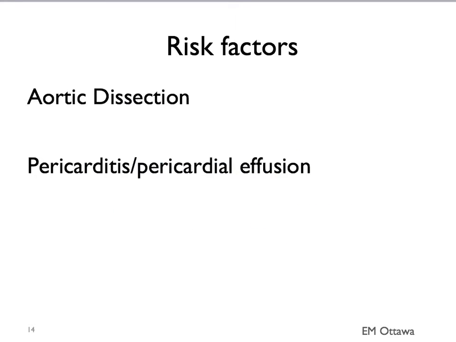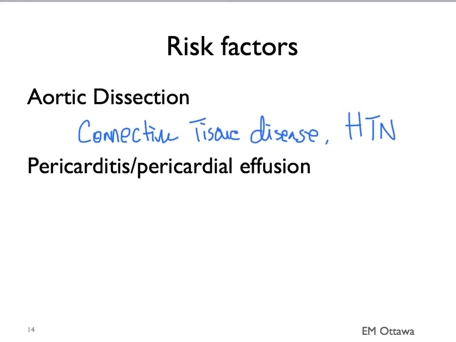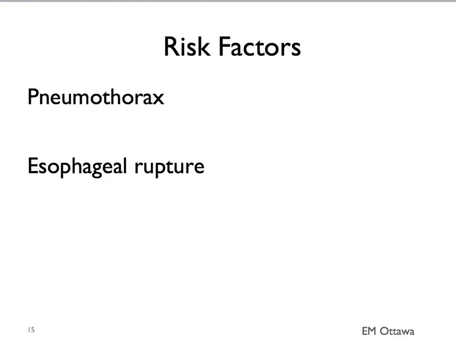Risk factors for aortic dissection include connective tissue disease and hypertension. Pericarditis is usually triggered by an upper respiratory tract infection. Pericardial effusion can be associated with malignancy. Risk factors for pneumothorax include trauma and previous history of pneumothorax. Esophageal rupture can happen after repeated forceful vomiting or post-endoscopic procedure.